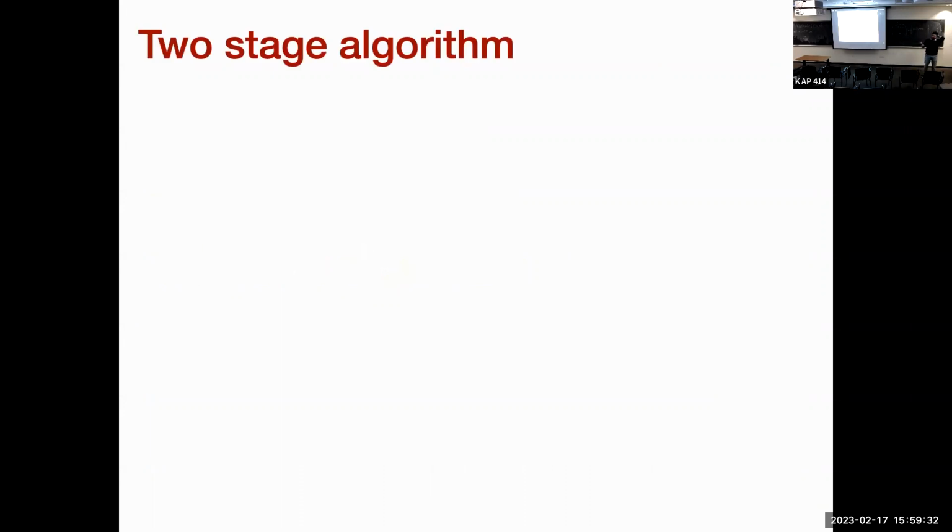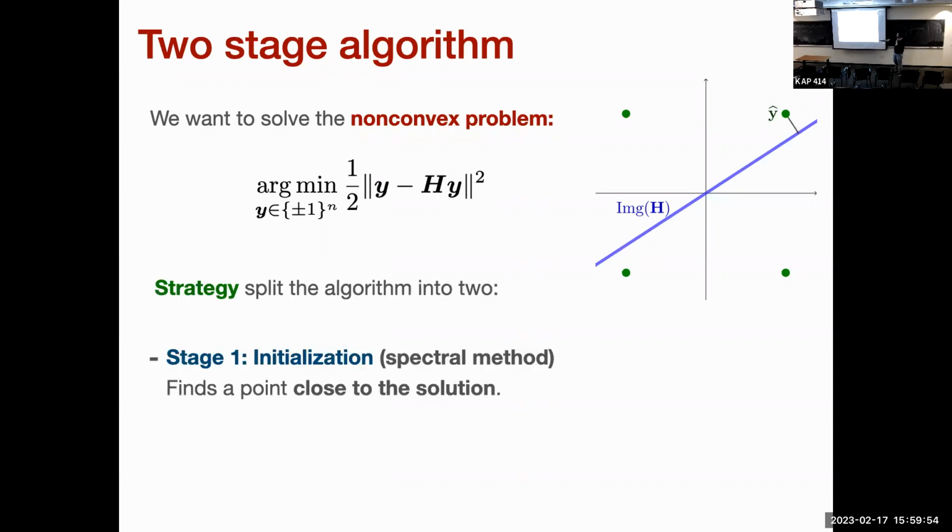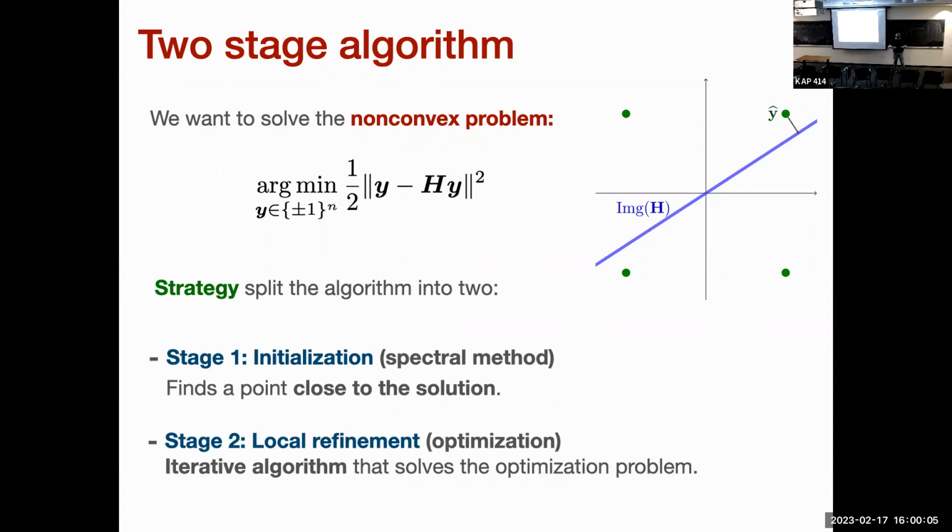I'm going to do something that people in optimization have been doing for a couple of decades, which is to split the algorithm into two different stages. We have a non-convex problem, a problem that looks like this, minimizing this distance. The non-convexity comes from the set and not from the function. Something natural that people do these days is they have two stages. The first one is an initialization stage that finds a point close to the thing that I want, but not exactly the point. And then they refine that solution using some iterative algorithm such as gradient descent. So I'm going to talk about those two for this particular problem.